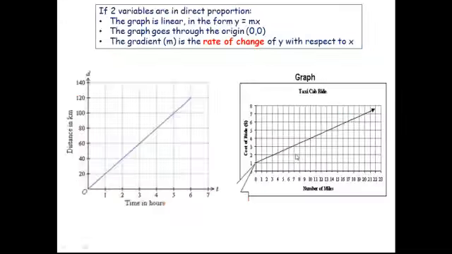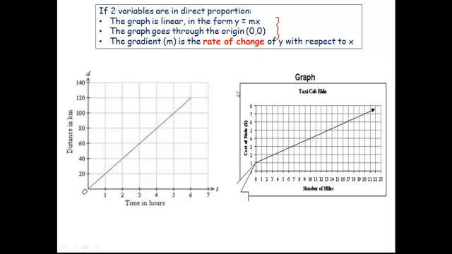Okay, so like I said before, just to clarify, if two variables are in direct proportion, then we get a linear graph when we graph those two variables, and we're in the form y is equal to mx, and that's because the graph goes through the origin. So these are the things that we covered in the lesson about graphs that just go through the origin. Okay, and the gradient, like I said, is the rate of change of y with respect to x.